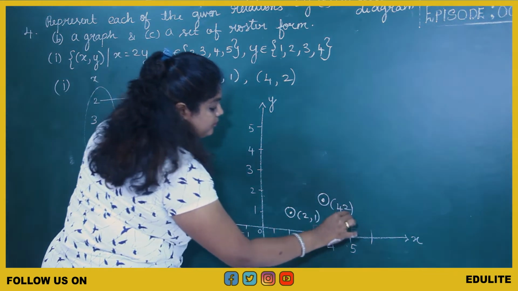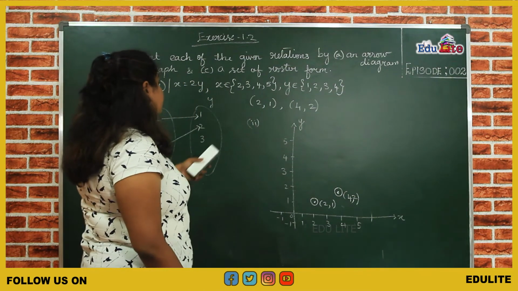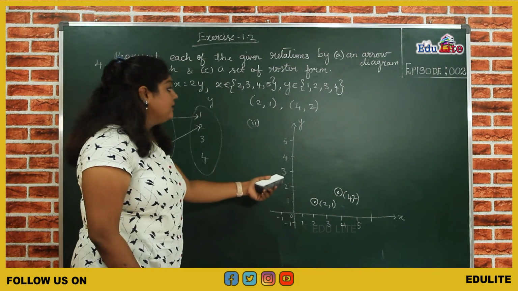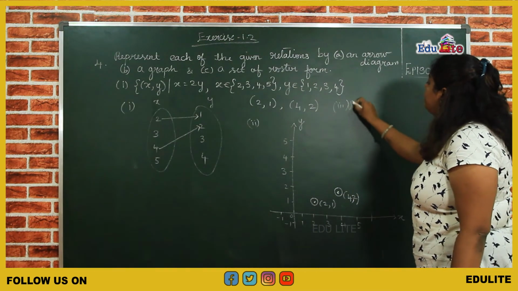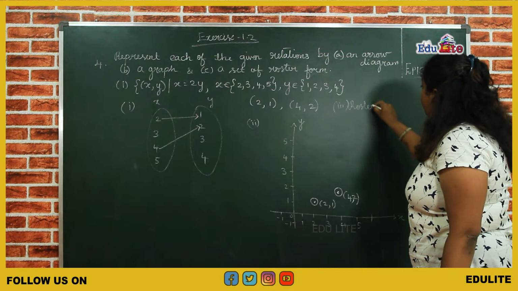So we have represented the relation in an arrow diagram and in a graph. And the third thing, we have to represent it in roster form. How will we write a roster form? Set of ordered pairs.